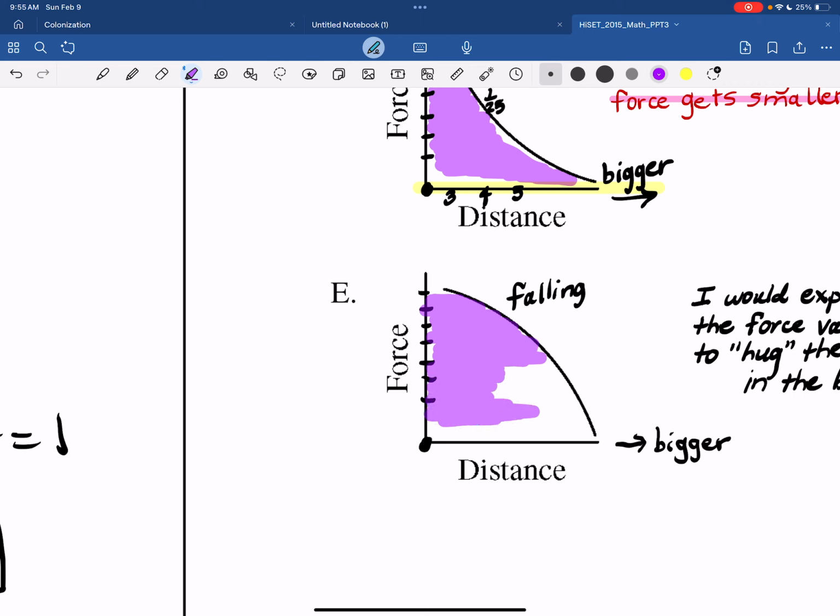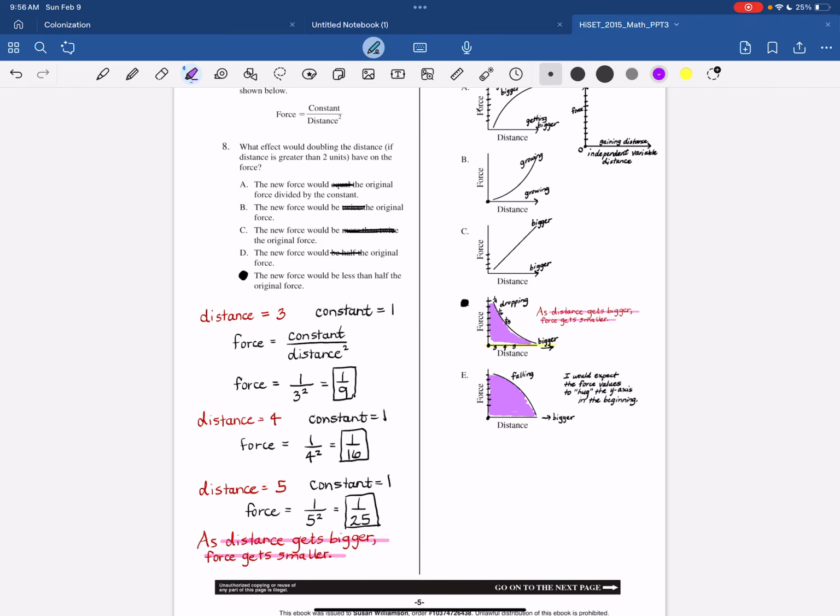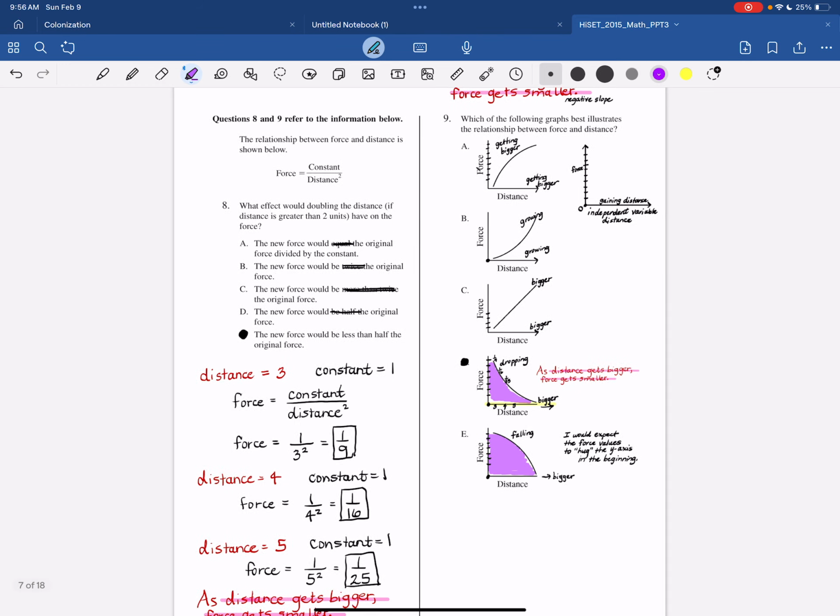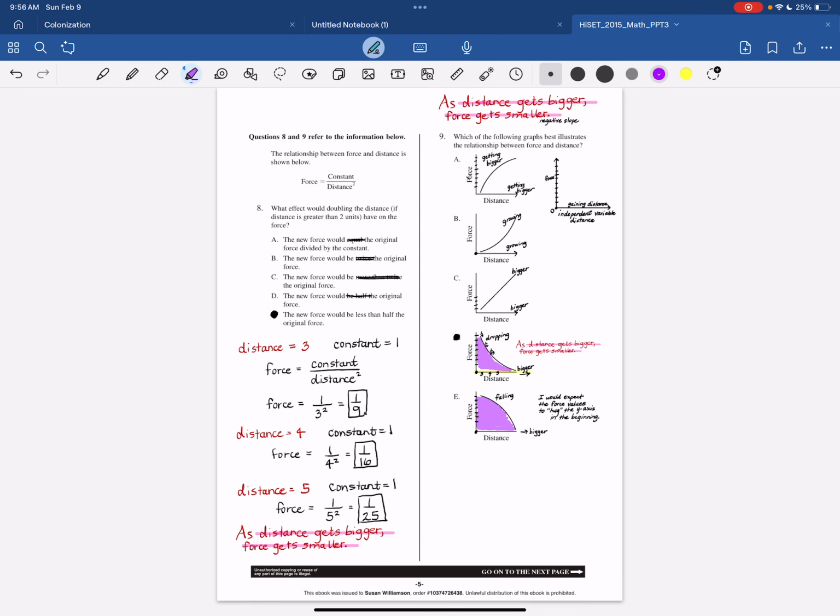This is one of those problems that if you don't know, just take a guess. That is okay to do. This is a tough one, and it's really hard to explain. This is almost getting into some calculus, but it's tough to explain if you don't have that extensive background. If you can eliminate A, B, and C because force is getting bigger, then you at least could guess between D and E.